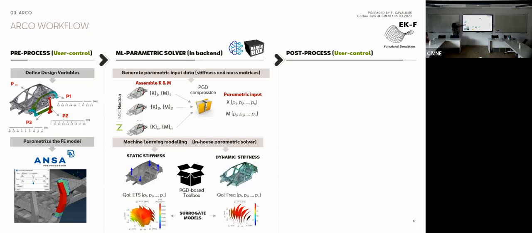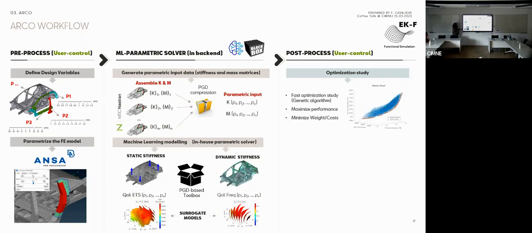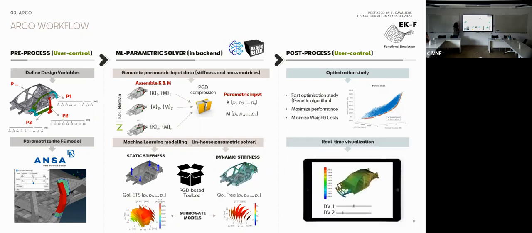And then we have the post-process where also the user plays a role. As I said before, we can run an optimization study. In this case, we wanted again to maximize the performance and minimize the weight and the costs of the car. And then we have our real-time visualization. This is the best part, let's say, because again, the designers in a very preliminary phase of the project can check in real time how the performance changes when changing values of the design variables.